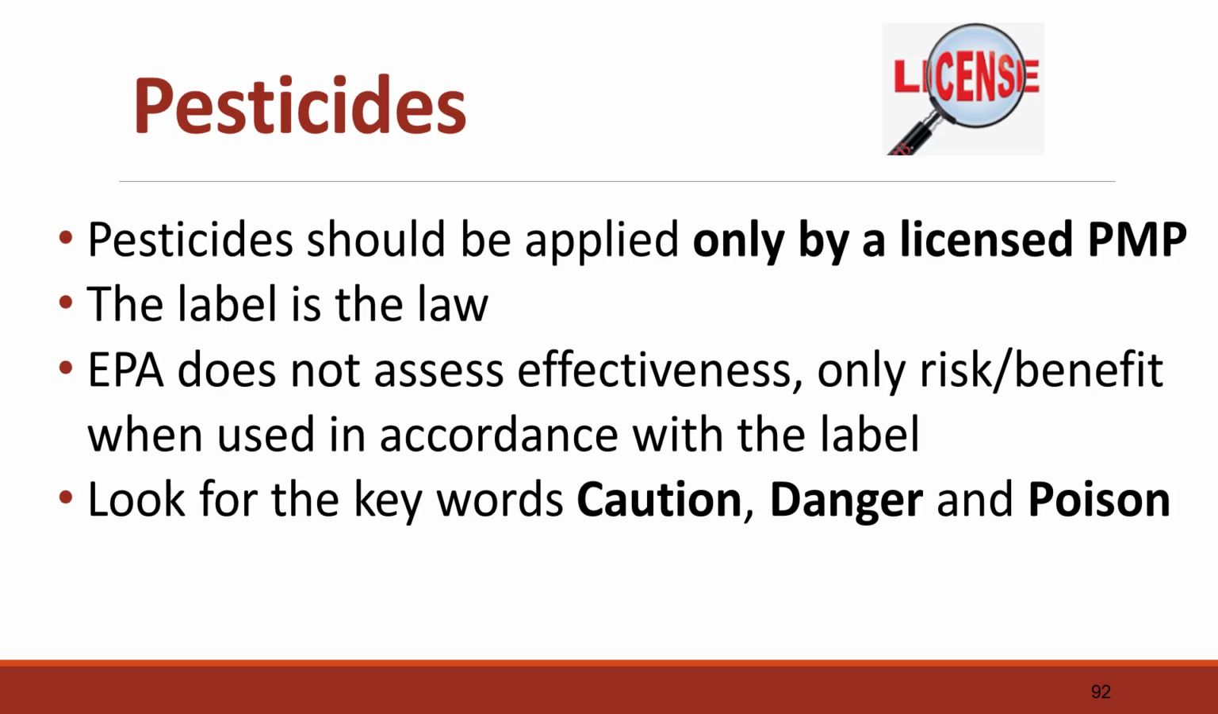Three key words are used on pesticide labels to define the relative risk to humans. These are caution, danger, and poison. With an IPM program in place, almost all infestations can be managed with a lower-risk pesticide that says caution on the label, as they pose the least risk to humans. Danger or poison means that the pesticide product is highly toxic by at least one route of exposure.